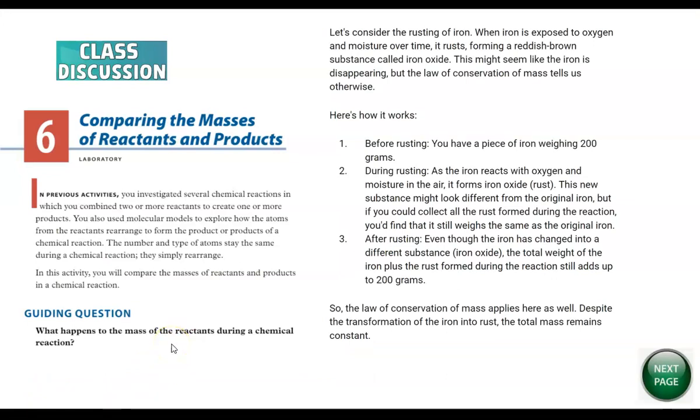Analysis 6 is a class discussion. Students will write down in their notes comparing the masses of reactants and products. So the guiding question will also be placed in their notes. What happens to the mass of the reactants during a chemical reaction? So we'll be discussing this. We'll be reading through this as a class. If you're not with the class that day, you're expected to read this and add the important information to your notes.